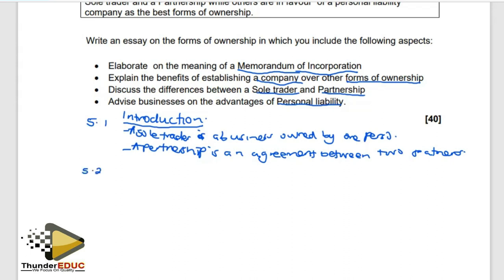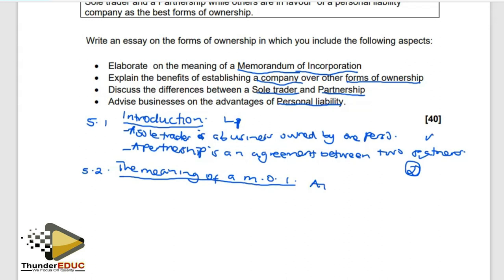Question 5.2 is to elaborate on the meaning of a memorandum of incorporation, and then you underline this. You must give the heading. This one will give you layout one. This one will give you 2 marks for introduction, and this one will give you analysis one. By just writing this, we already have all these marks. The meaning of memorandum of incorporation.